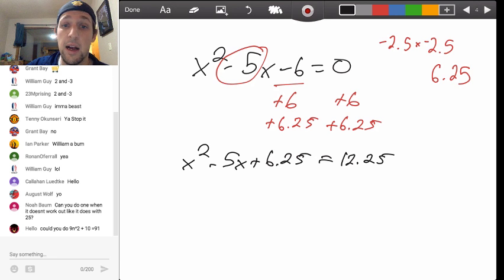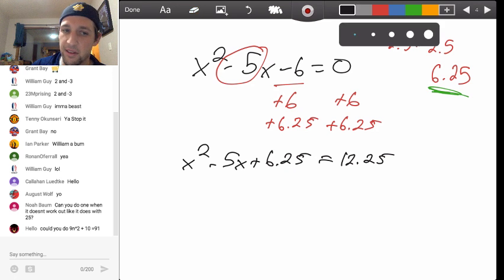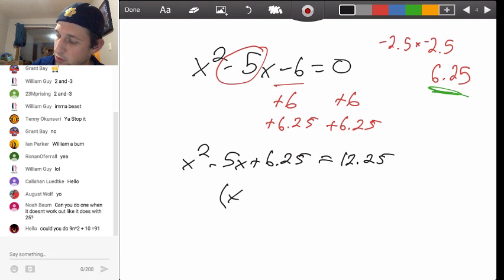Now, I don't need to check that my third number is correct because I've still got that listed right up here, right? I see 6.25 right there. It's the right number, okay? So knowing that, now I'm going to jump straight into the factoring step. So I get (x minus 2.5) squared equals 12.25.